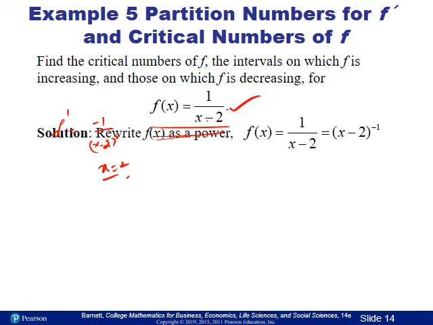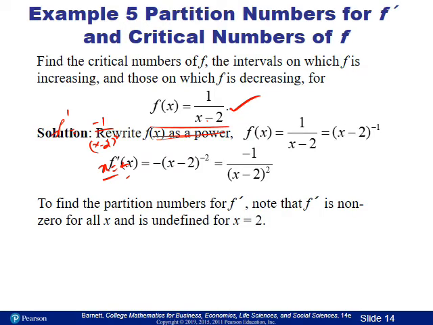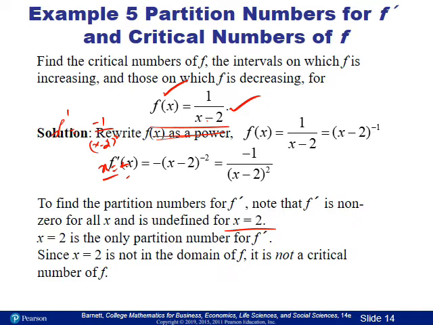Here you can see that we write f of x as a power. When we take its derivative, it will become minus 1 over x minus 2. To find the partition number for f dash, note that f dash is non-zero for all x and is undefined at x equals 2. So x equals 2 is the only partition number for f dash, and since x equals 2 is not in the domain of f, it is not a critical number for f. So the function f has no critical numbers.